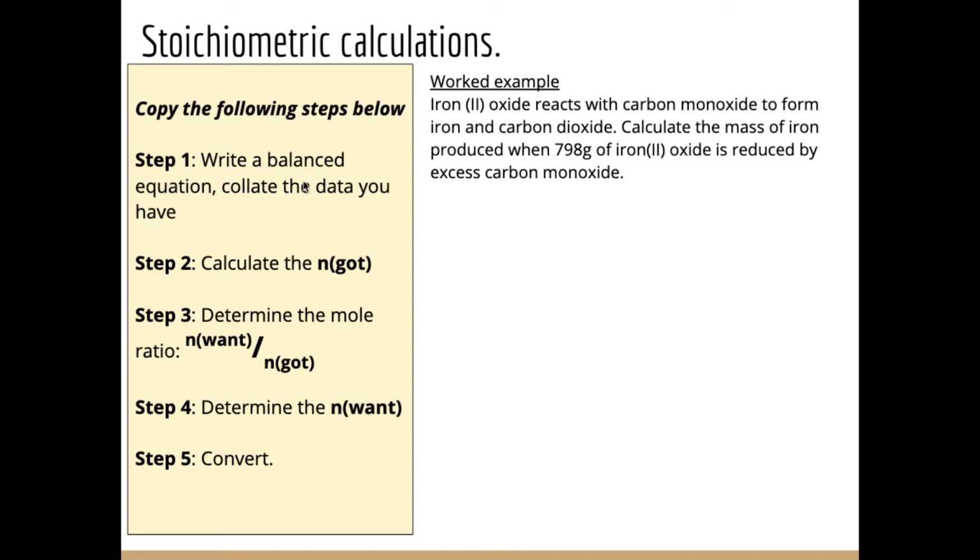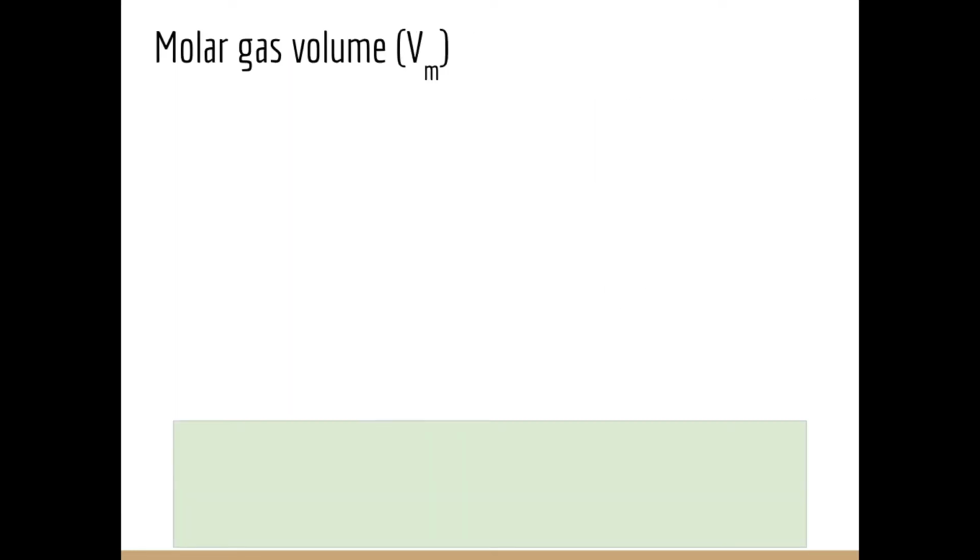So to recap, step 1, write a balanced chemical equation, collate the data you have, calculate the number of moles for the information that you've got, determine the mole ratio, number of moles of what you want over the number of moles of what you've got. You can then determine the number of moles of what you want because you've got this mole ratio, and you can convert your answer to the units that are required.